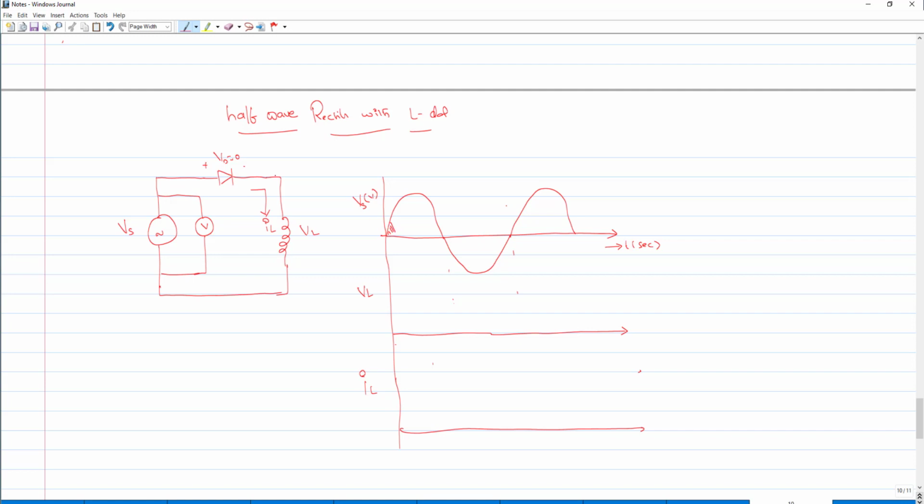Assuming the diode has 0 conduction voltage drop, the diode will start conducting from here itself, and the voltage will try to develop. Since the source voltage is still positive, it will continue to conduct till this point. So in this interval, what is actually happening? This is always given a supply, and hence the current will slowly increase up to this point. Now this point I am taking as pi, this point as 2 pi, and this point as 3 pi.